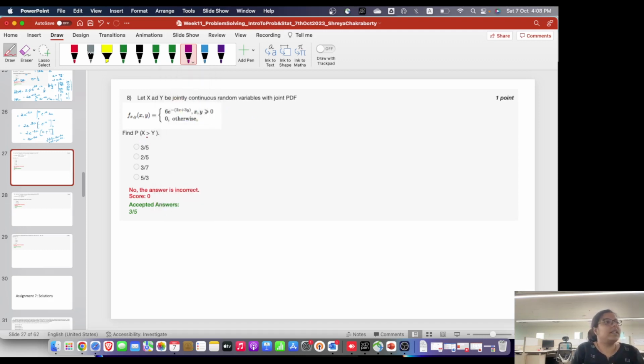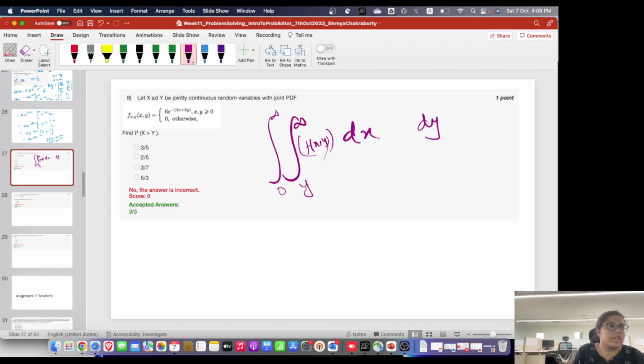Okay, so probability x greater than y. Let us fix y first, then x can take values from y to infinity, and then y can go from 0 to infinity. Alright, here we would have our fxy. So this would be our range of integration. So here we have 0 to infinity, y to infinity, 6e^(-2x+3y) dx dy.